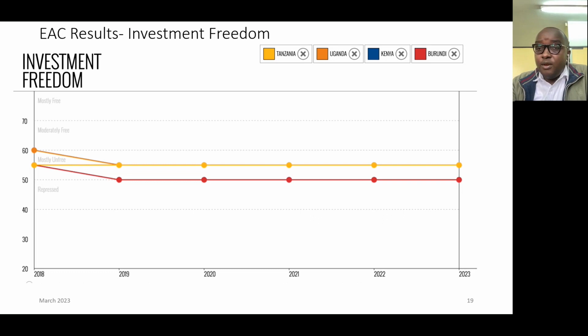Others, foreign exchange controls. This is related to transfer of forex, foreign exchange. And so largely, if you are to suggest a reform agenda for this, it would be liberalization. How do you liberalize further to improve that aspect of investment freedom?